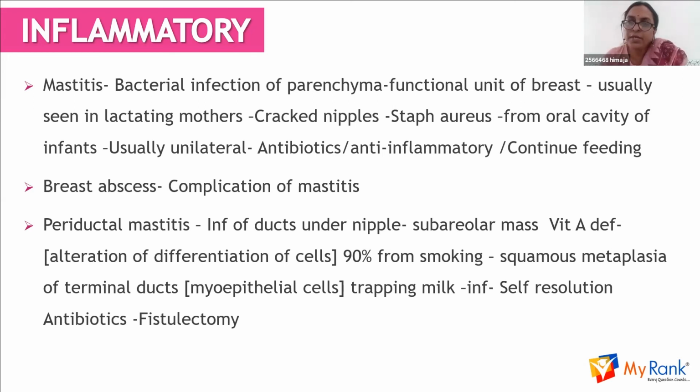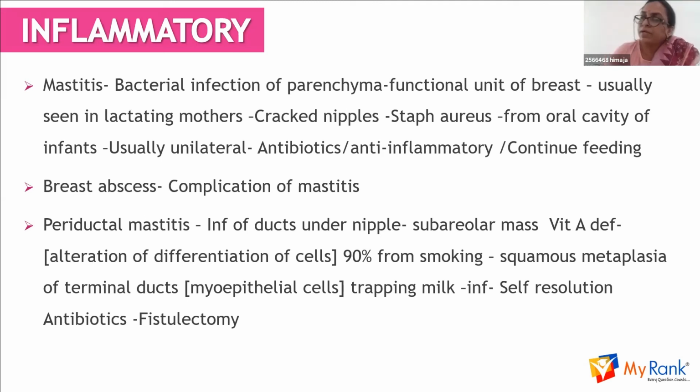It is usually unilateral. So what you have to do is first reassure the patient. Then ask her to continue feeding the baby. If she has some apprehension about feeding the baby, she has to empty the breast, because any stagnation of milk may aggravate the condition. Give her antibiotics. What antibiotics? Amoxicillin clavulanic acid, that is the best antibiotic. Then give her anti-inflammatory agents. Ask her to continue breastfeeding. That is the most important thing you have to say.